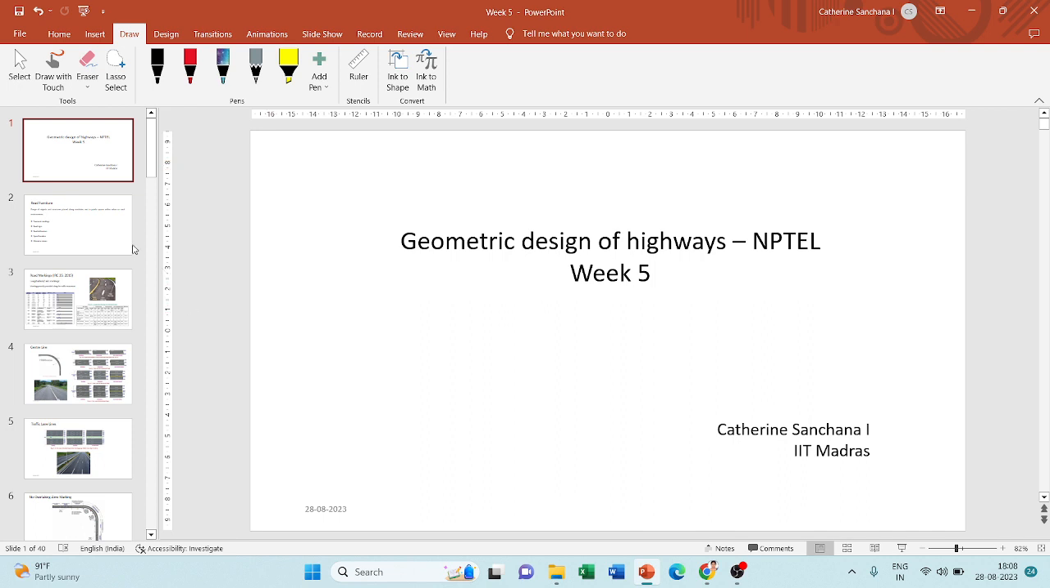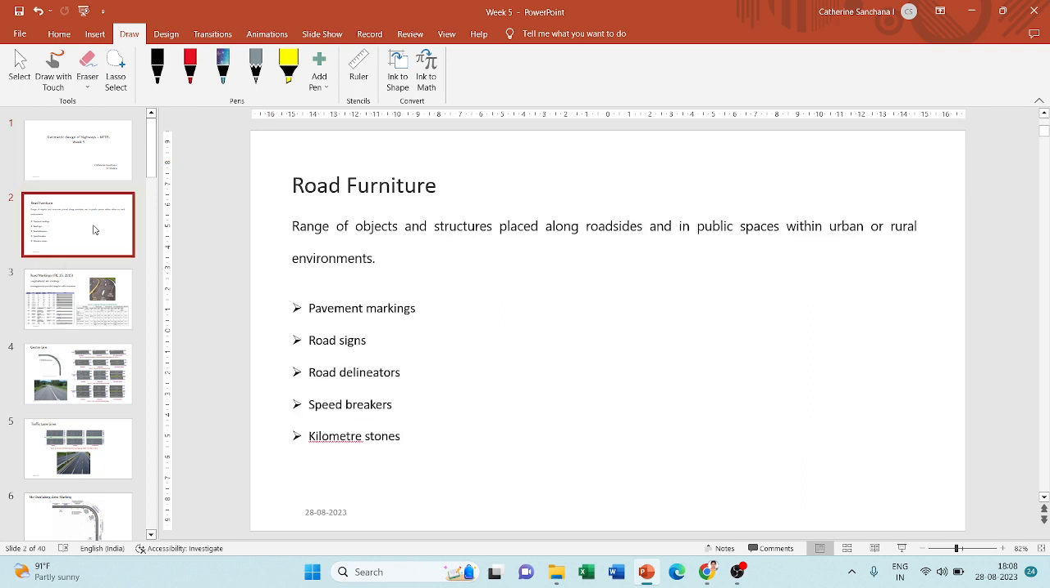We are into the fifth week now. Last week we ended with the cross-section elements, and we were just about to start the road furniture elements. In road furniture, a very small part was covered, so I thought I will start afresh this week.